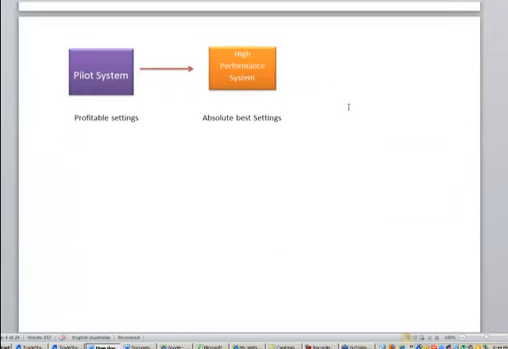Because every system typically will have a circuit breaker, or some point at which you'll turn the system off. So no matter really what happens, we always need to make sure that we have a point at which we turn our system off if it starts to underperform. And I'm going to talk about taking your pilot system and turning it into a high performance system in a minute. So we're going to talk about the profitable settings and then turning that into the absolute best settings.